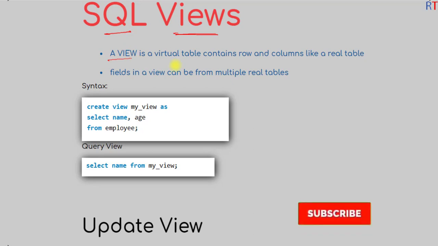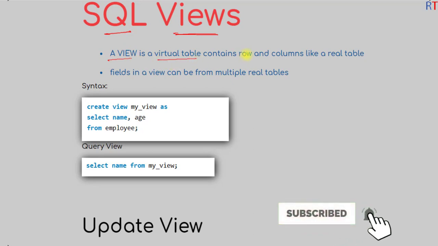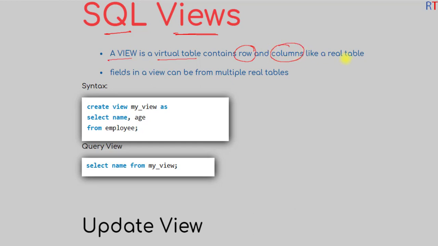In this video we're going to talk about views in structured query language. A view is a virtual table which contains rows and columns just like any other real table. The fields in a view can be from multiple real tables. So a view is just like any other real table, but the records in a view are from multiple real tables.